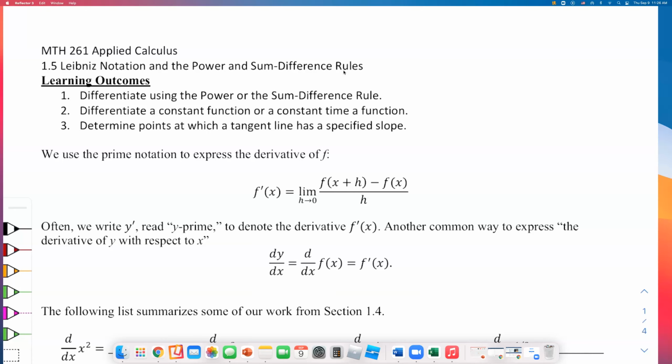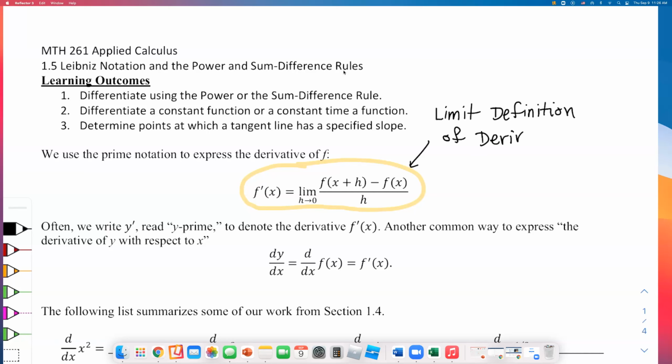Why are these rules important? Why are these rules going to be good for us? Because remember what we did, all that work. The limit definition of derivative requires you to do multiple lines of work, simplifying the difference quotient, then plugging in h equals 0. It's a lot of work.